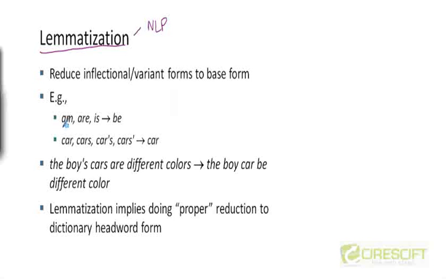In the English language, words like am, are, is are all derived words from a base form, or a stem form, or a root form called be. If be is written in the present tense, it's am. If it's written in the past tense, it could be was.